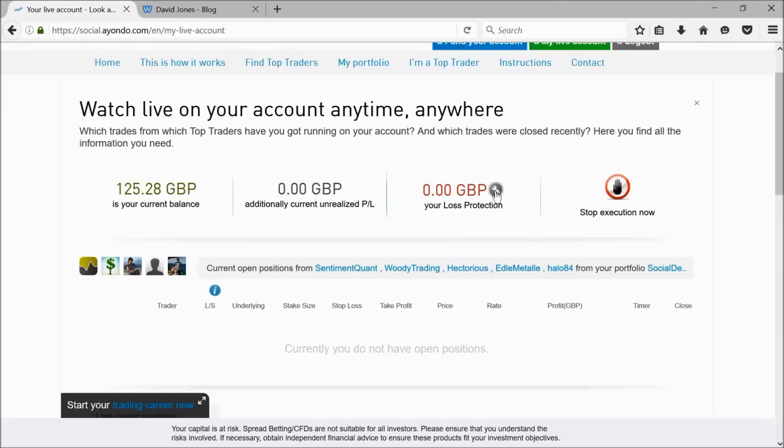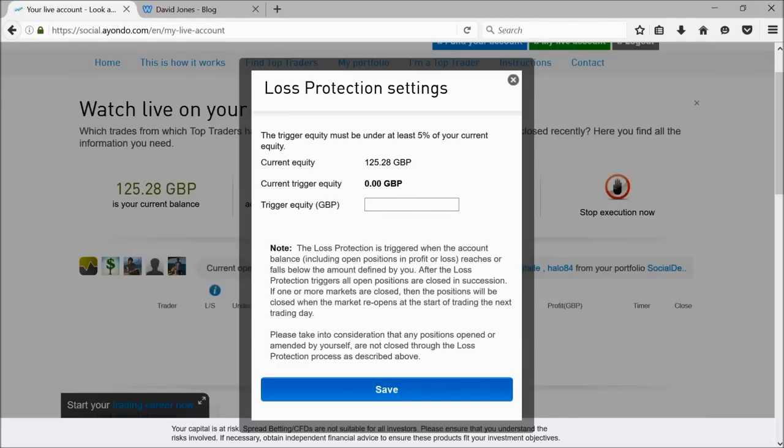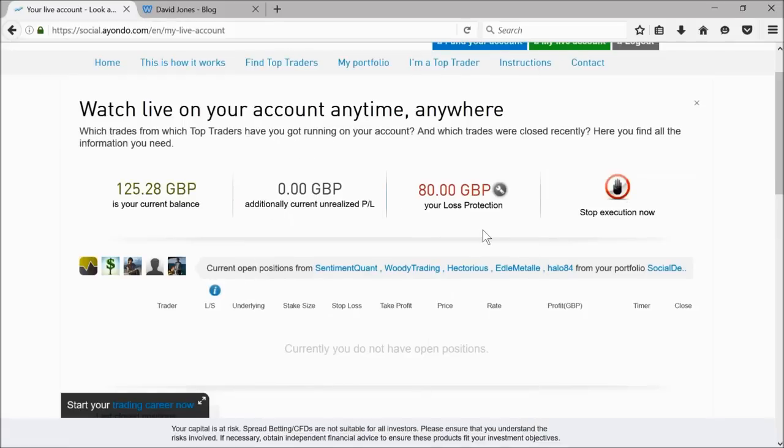You can also set this loss protection. If we click on there, what this does is it sets a level where if your account falls to that level, then basically the trades are closed out. So after the loss protection triggers, all open positions are closed in succession. So let's say if my account fell to £80 in this example, I'm going to want, there we go. So if the account falls to that, then it will automatically start closing out all those trades. But otherwise, we just leave it.